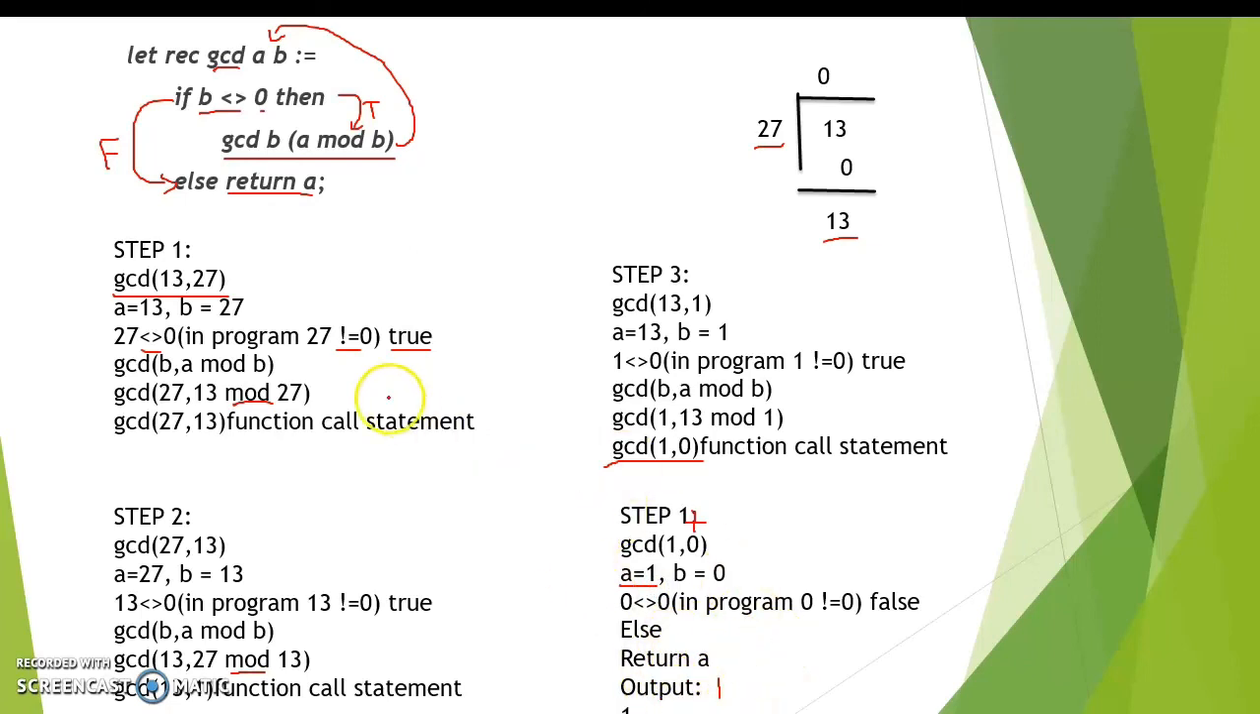Now it is clear. We passed the input 13 comma 27. What is the GCD value for these numbers? 1. We got the result of 1. One more example is also given in your book that you can work out. What are the numbers for that example? 20536 and 7826. You just try these numbers and find the answer.